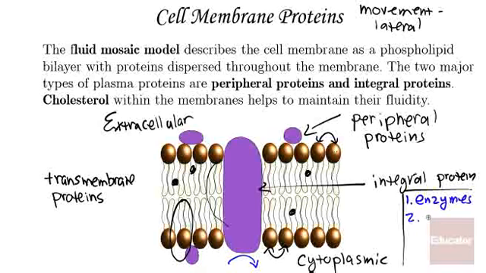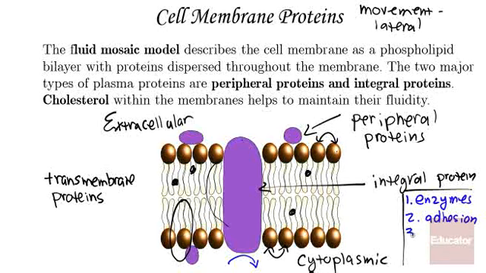Second is to allow for adhesion to neighboring cells. And there are various structures such as tight junctions and gap junctions and desmosomes that we're going to talk about that allow for communication between neighboring cells and to hold cells together. So some proteins which extend into the extracellular space actually allow the cell to adhere to neighboring cells.